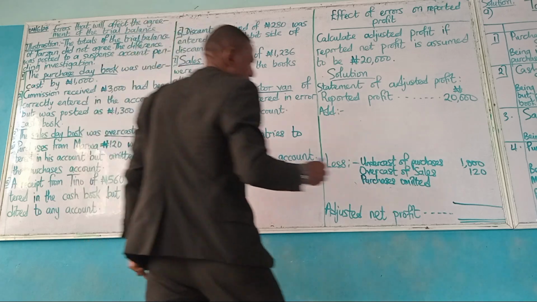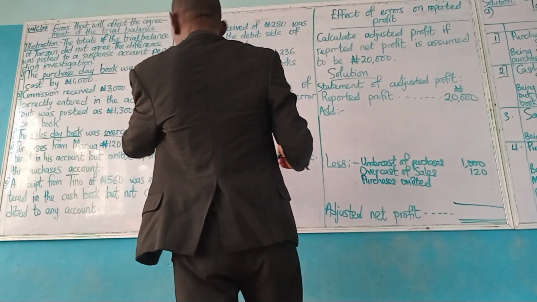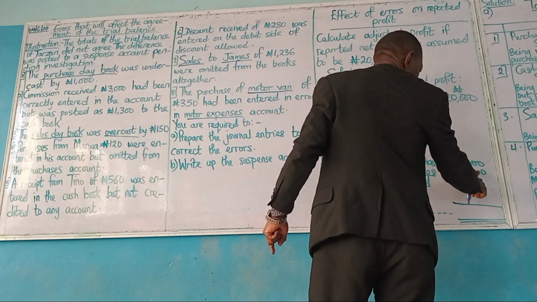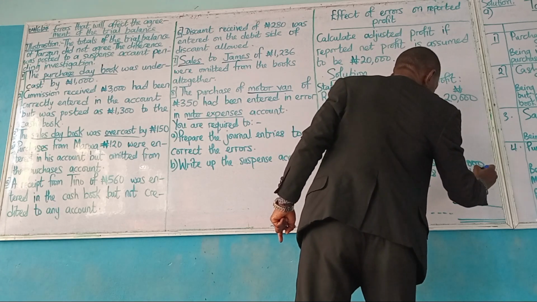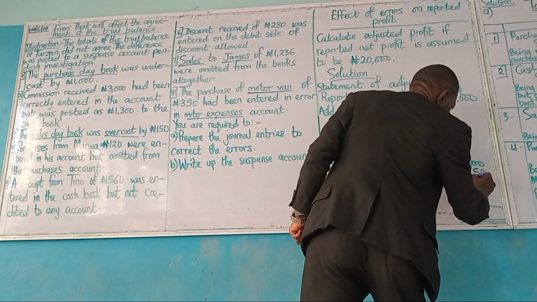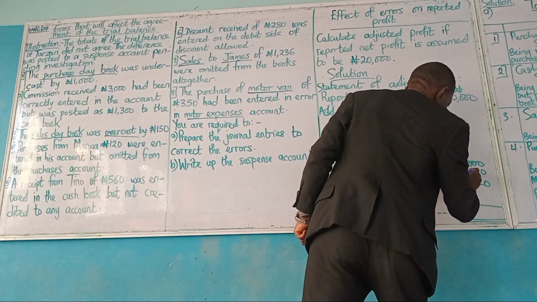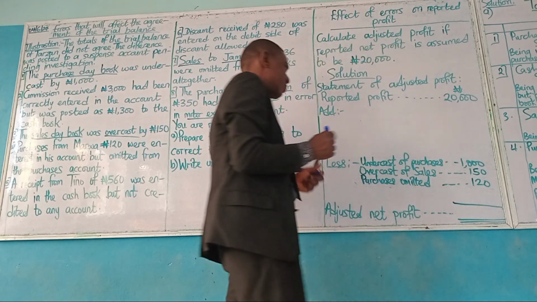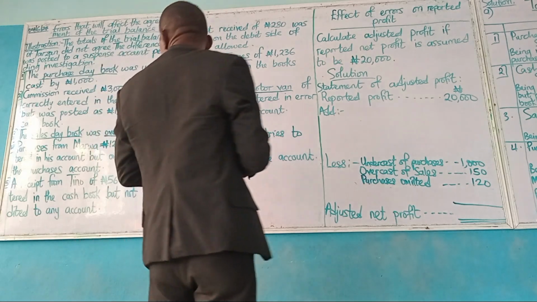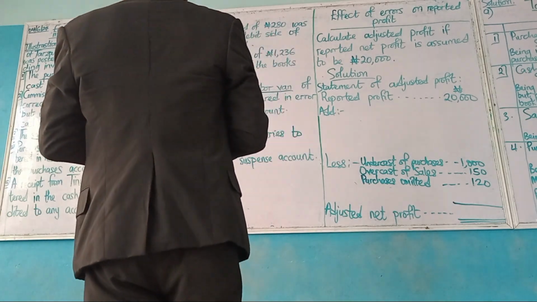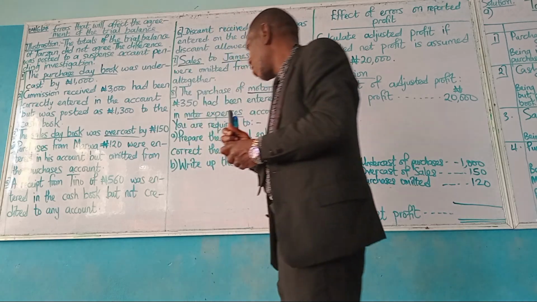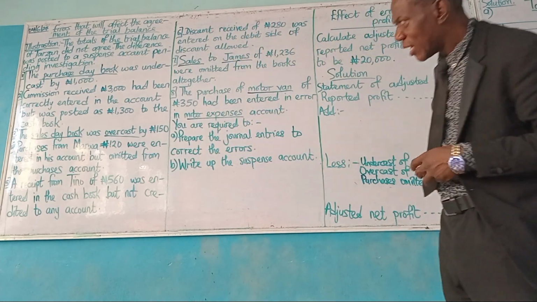That is 120. Okay, the other one was 150. 150, and this is 120. 150, 120. Now let's go to the next one, which says a receipt from Tino of 560 was entered in the cash book but not credited to any account.